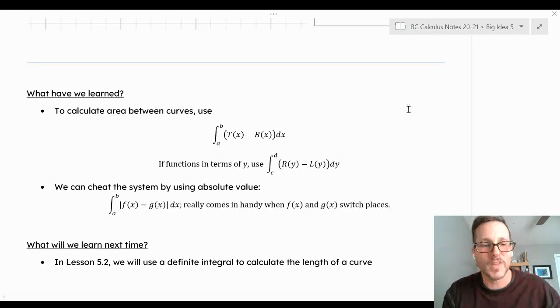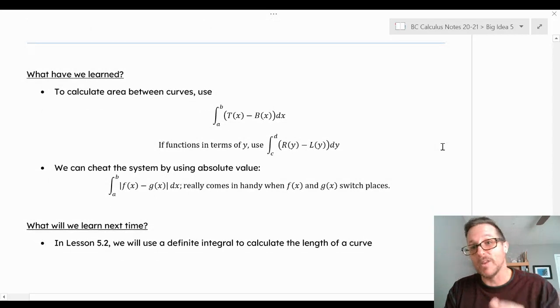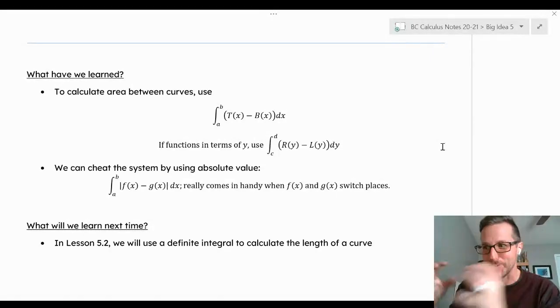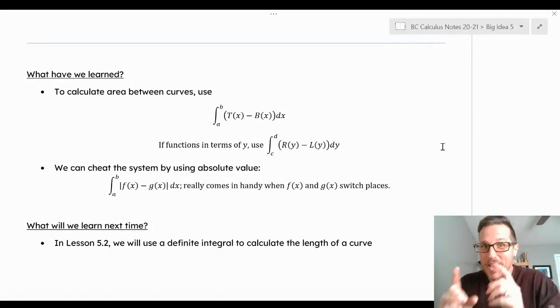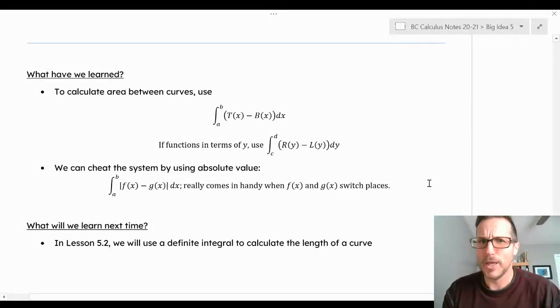You're welcome. Next time, we're going to talk about how we can use definite integrals to do length. It's going to be weird because you've equated definite integrals with area, right? That's not a problem. Now we're going to talk about definite integrals to find length. Curious. I can't wait.